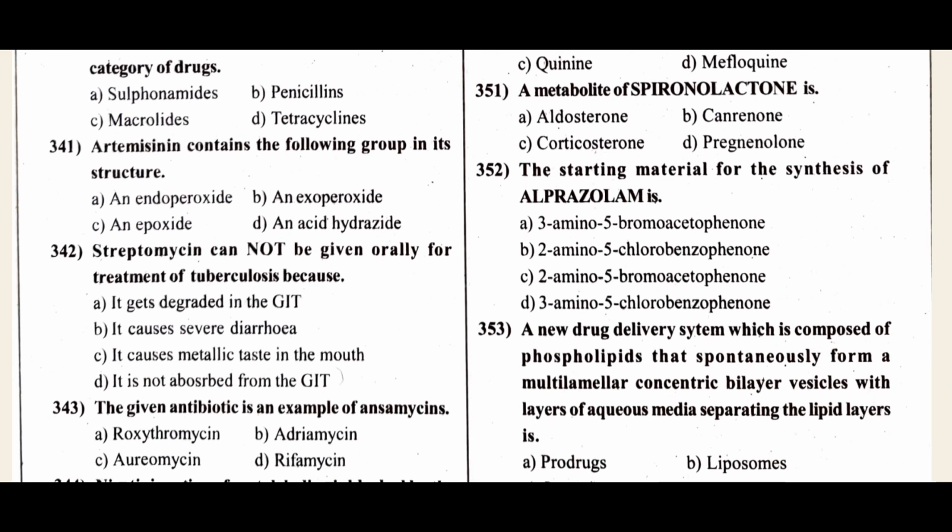Next, the starting material for the synthesis of alprazolam is option A 3-amino 5-bromoacetophenone, option B 2-amino 5-chlorobenzophenone, option C 2-amino 5-bromoacetophenone, option D 3-amino 5-chlorobenzophenone. The correct answer is option B, 2-amino 5-chlorobenzophenone.